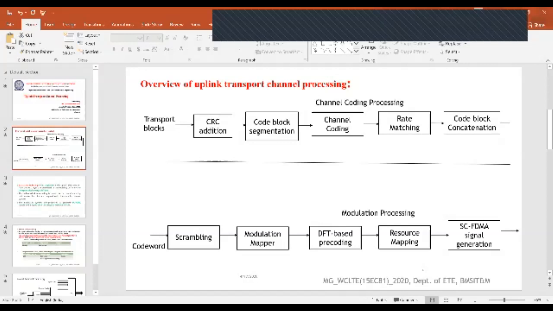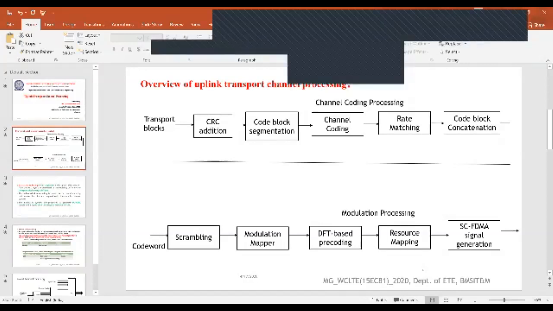Okay. In the case of downlink transport channel processing, it was OFDMA signal generation, right? As I used to say, for downlink, OFDMA is the multiple access technique used. See, for uplink, SCFDMA is used. So only that is the difference. And as I said here, only one transport block is taken from the MAC layer for every subframe. That is another difference. And the rest is all the same. Okay.